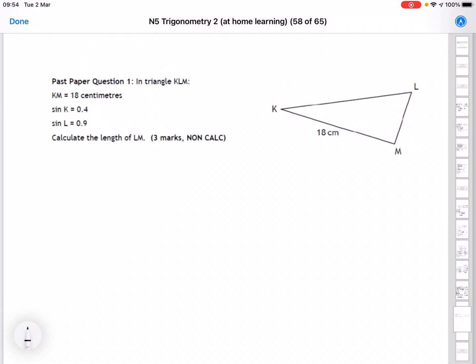Welcome to lesson 10, which is our last lesson in this trig part 2 topic. So in this lesson, I'm going to give you the worked solutions for the 3 past paper questions which are at the end of your notes.